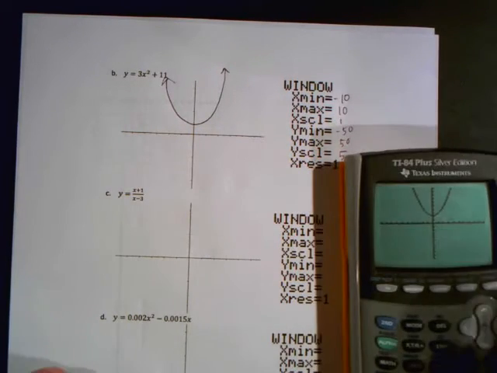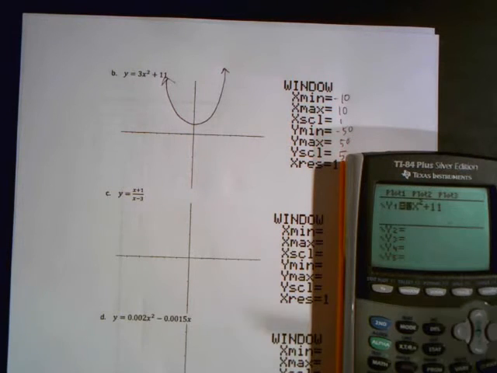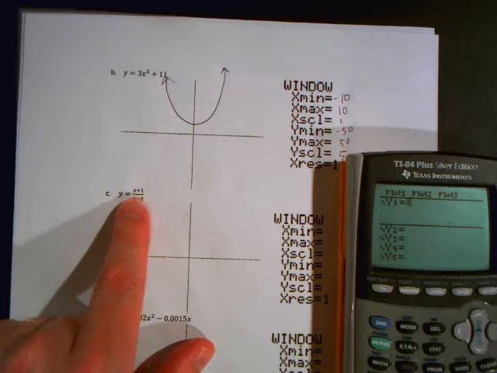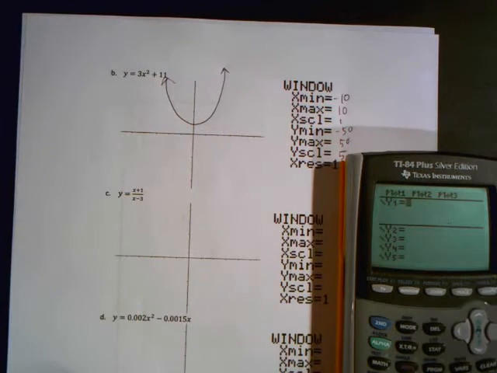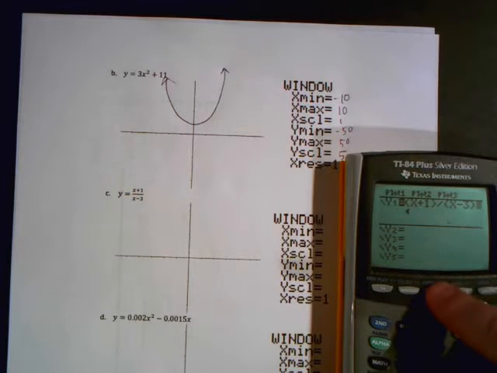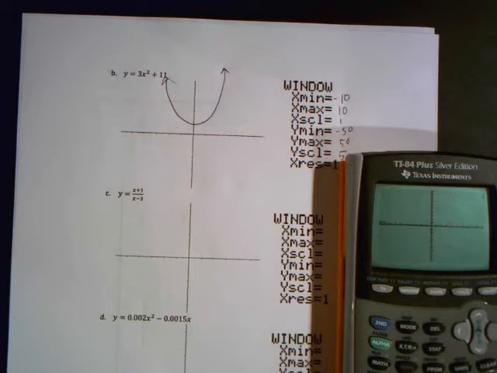Alright, the next one. Again, you've got to be careful with order of operations. You have more than one thing on top, more than one thing on bottom. You need parentheses: (x plus 1) divided by (x minus 3). Again, this is my personal preference. I don't hit the graph button. I always go zoom number 6, so I know where I'm starting.